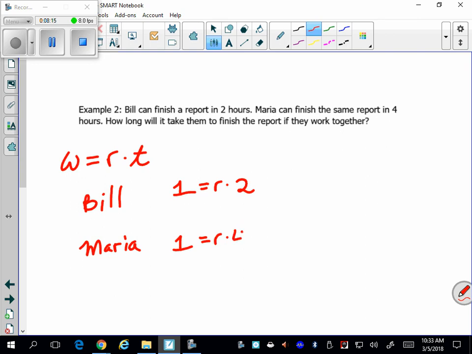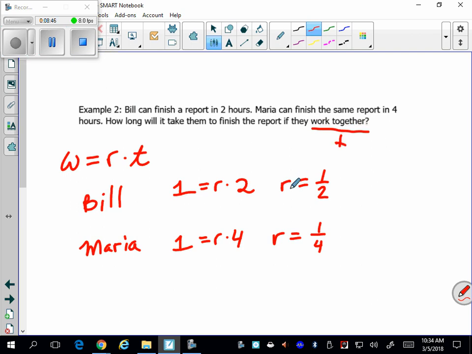If we solve for r on both of these, you divide by 2 on the first one. The rate at which Bill works is 1 report every 2 hours, and the rate Maria works is 1 report every 4 hours. That's kind of standard. Probably know that already. So let's keep working on this. We want to know if they work together. Together, what kind of math operation is that? You should be thinking plus. Adding, you're putting them together.